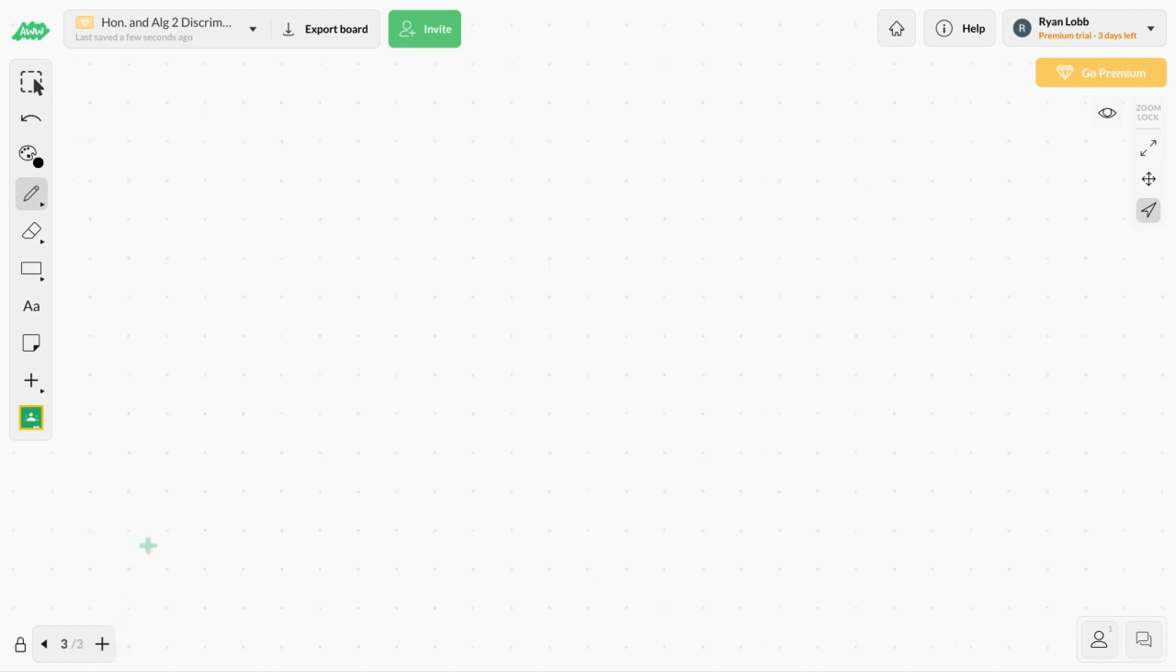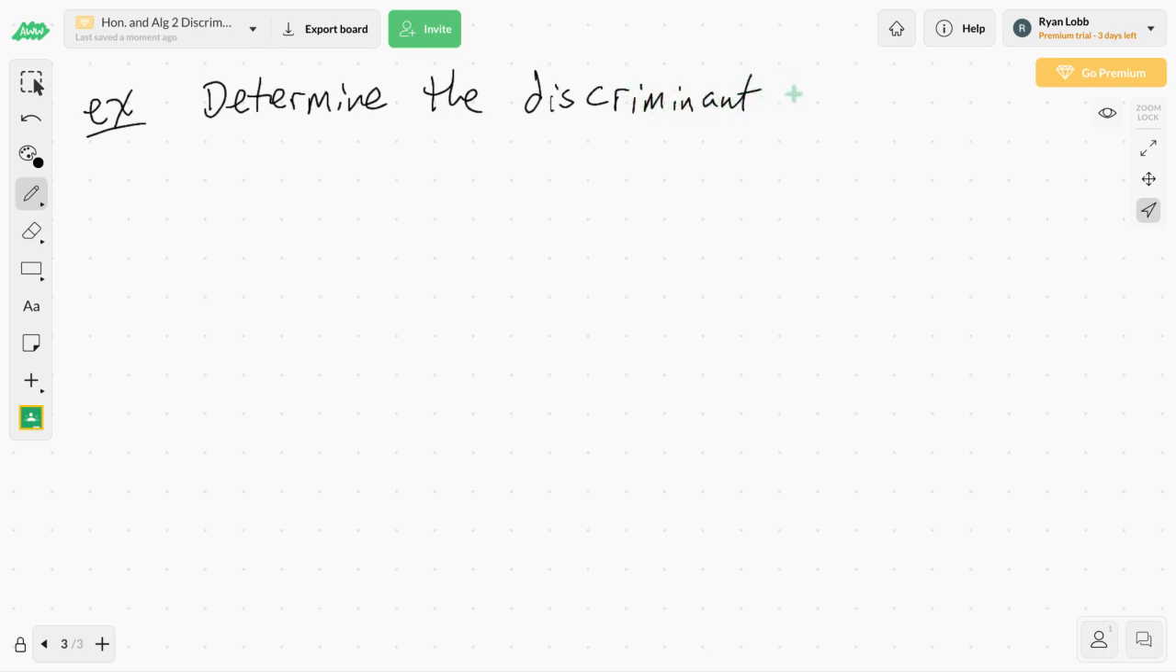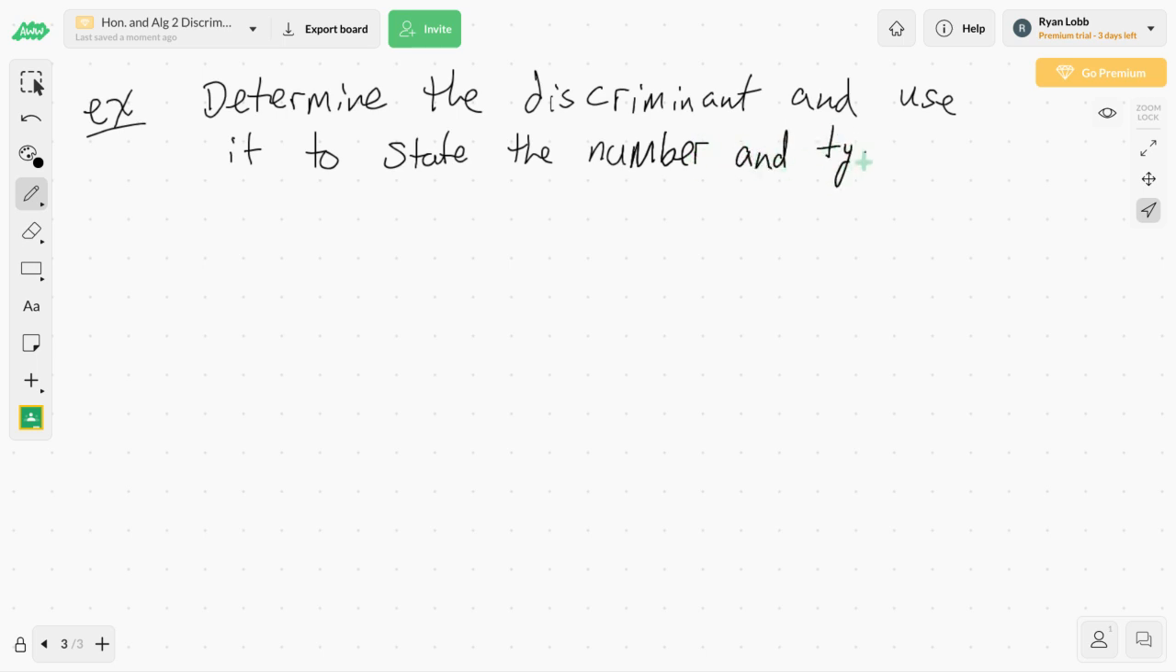So let's go over here and do a couple quick examples of using the discriminant. What we're going to do here is determine the discriminant and use it to state the number and type of solution.